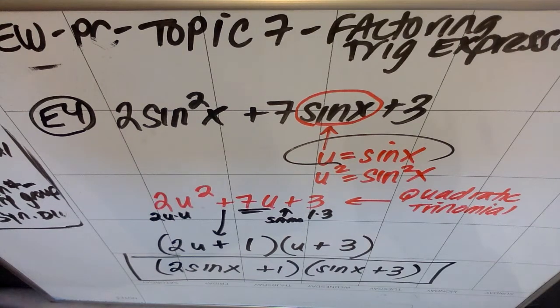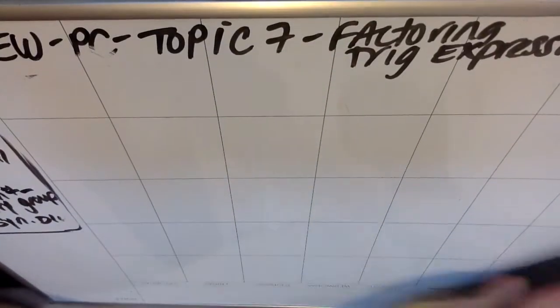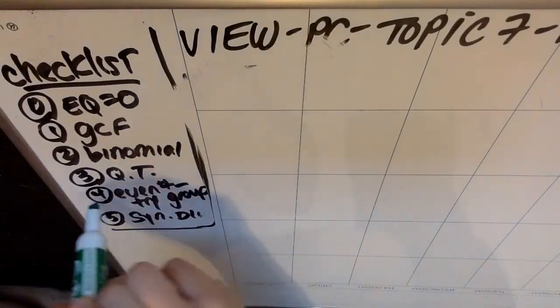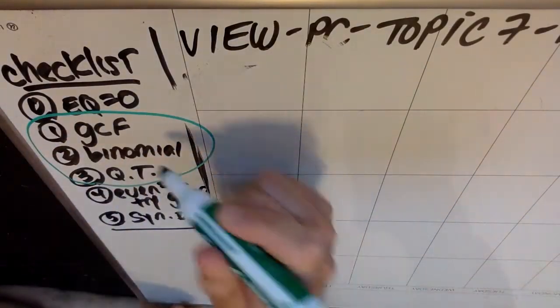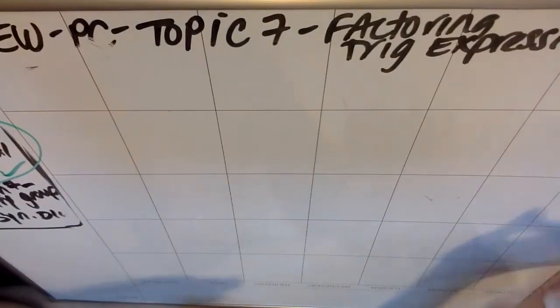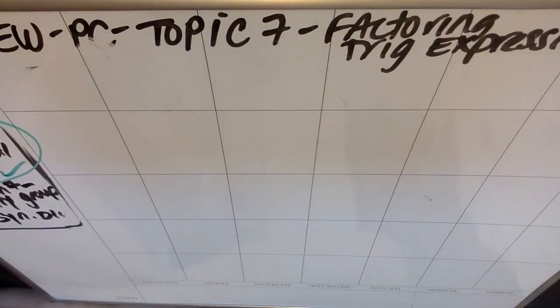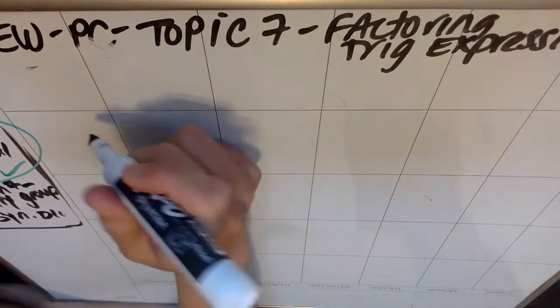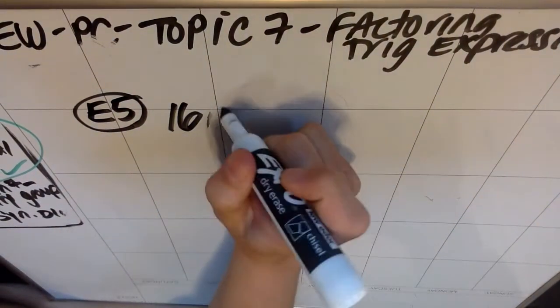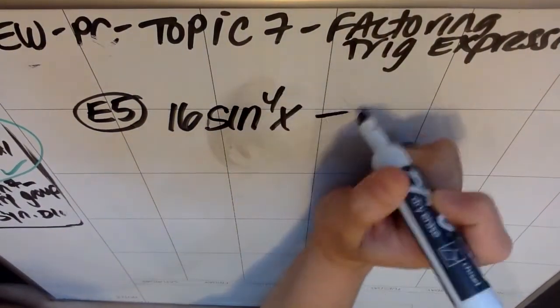All right, let's do an example 5, and then you can do some practice problems. So in example 5, we're going to do the one that we haven't done yet, right? If you look at my checklist, I told you that we were primarily going to use these 3 things. And sure enough, we did 2 problems with the GCF. We just did a quadratic trinomial. So we're about to look at a binomial. So in example 5, we're asked to fully factor 16 sine to the 4th of x minus 1.